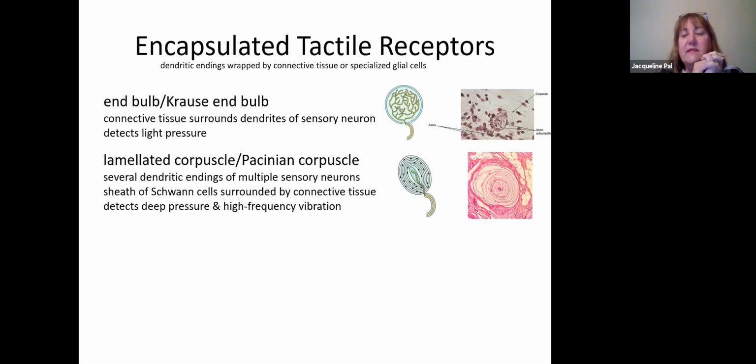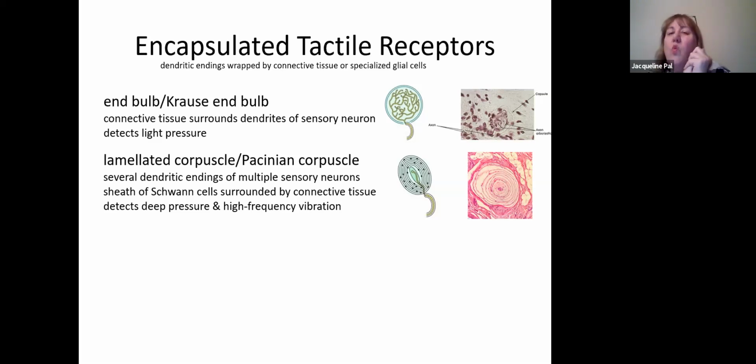The next is everyone's favorite, the lamellated or Pacinian corpuscle. And here we have multiple sensory neurons going into one of these corpuscles. So I'm going to show 2, and then all the little dendritic ends.